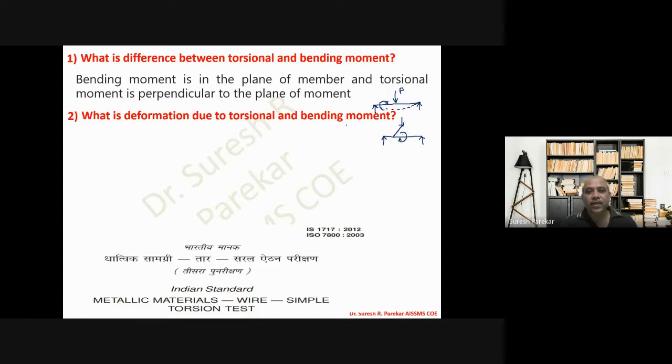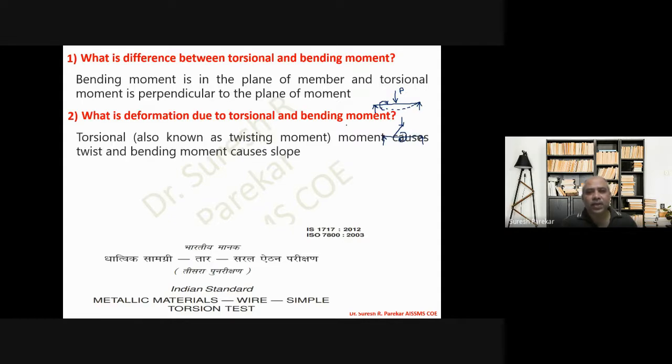What is the deformation due to torsional and bending moment? Torsional moment causes twist, and bending moment causes slope. I have shown that over here. And here you can have twist if you keep one end fixed. This torsion is also known as twisting moment.